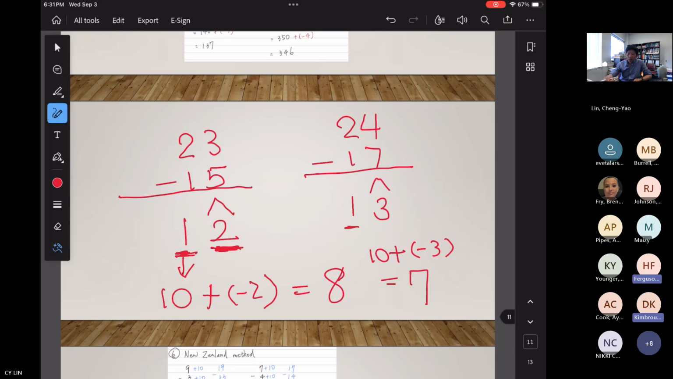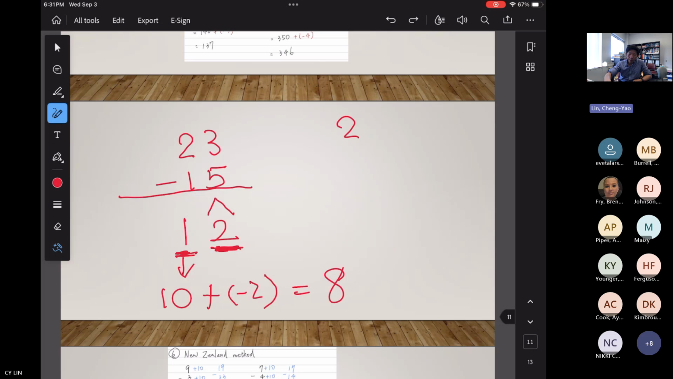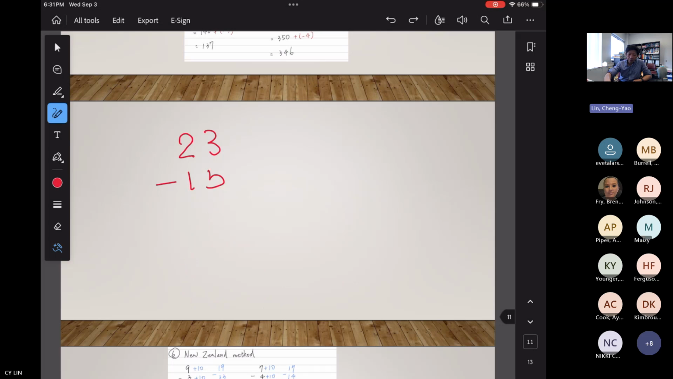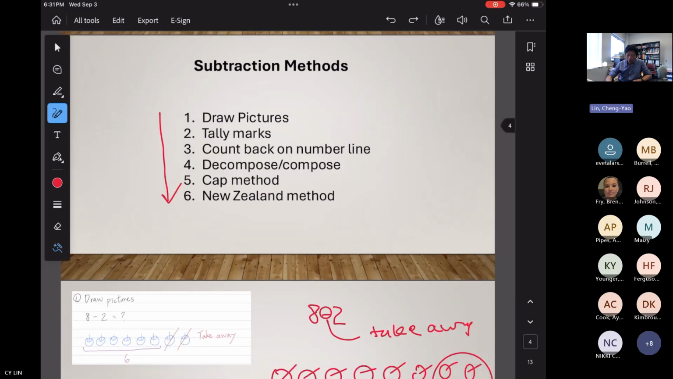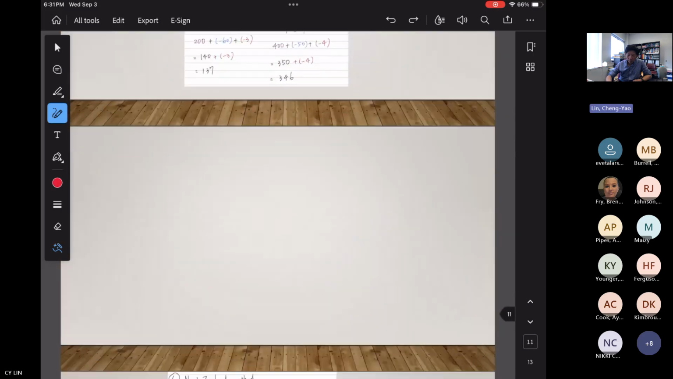Yes. I think that this way, you just don't worry about not enough. Just put on a cap, and it makes things easier. Can you do another problem to practice with this? 28 minus, just a second. 25 minus 18. Okay.